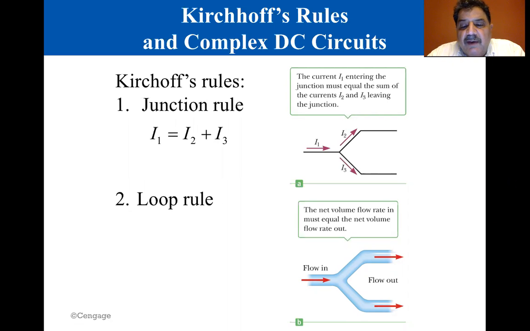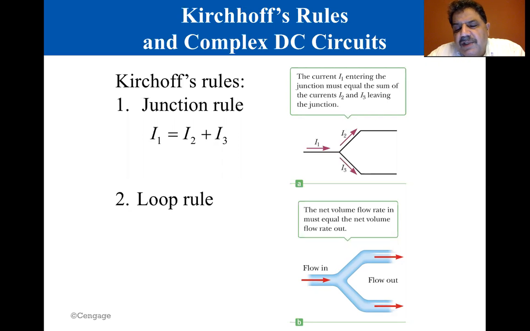Number one, the sum of the currents entering any junction must equal the sum of the currents leaving that junction. This rule is often referred to as the junction rule. Number two, the sum of the potential differences across all the elements around any closed circuit loop must be zero. This rule is usually called the loop rule.